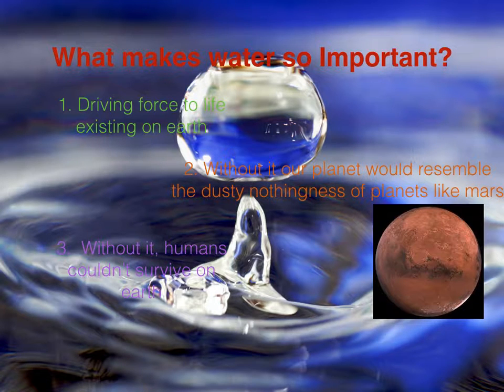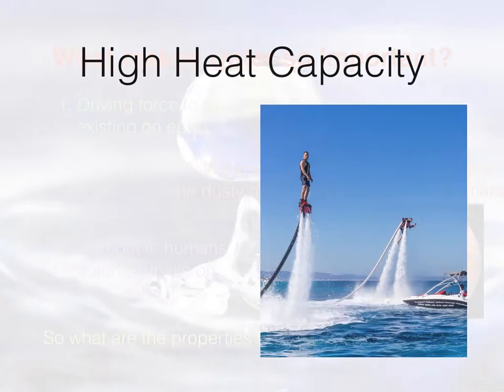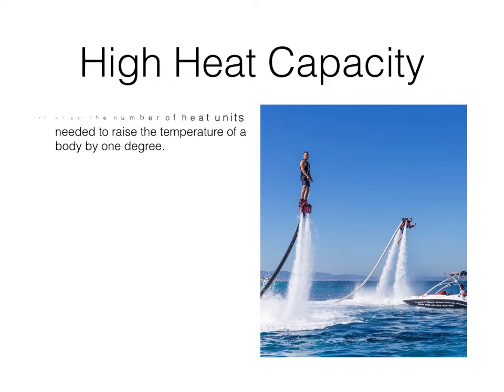Finally, without it, humans couldn't survive on Earth. Humans are actually made up of 70% water, so without water, we couldn't exist. So, what are the properties that make it so important? Well, for starters, let's talk about the high heat capacity of water.